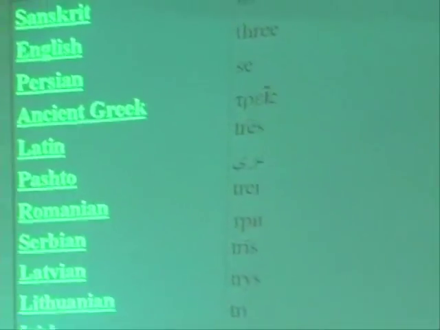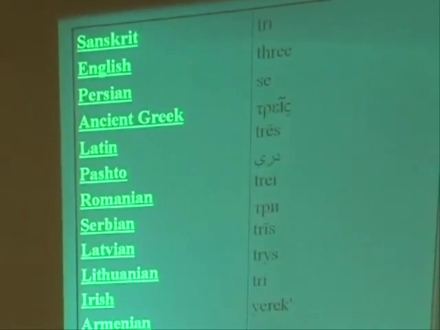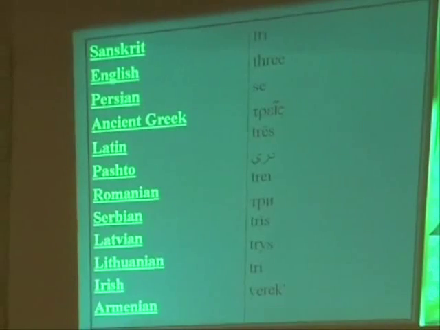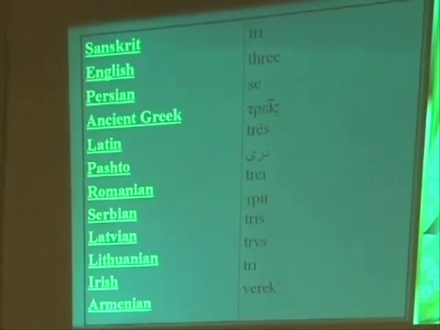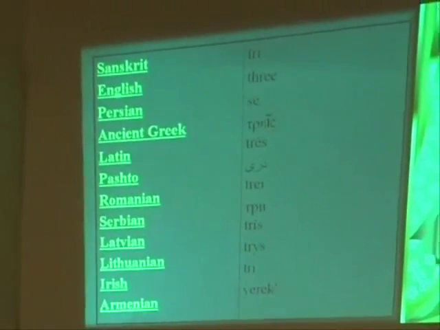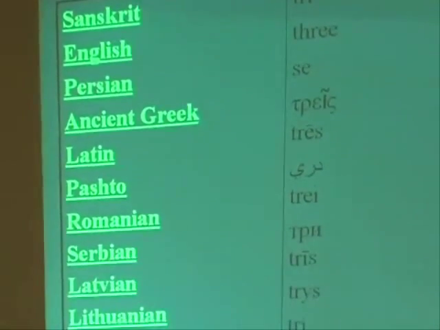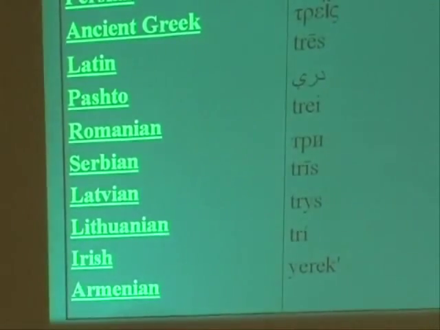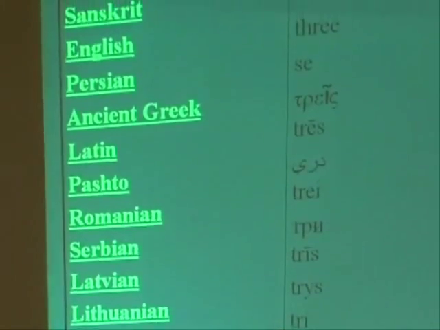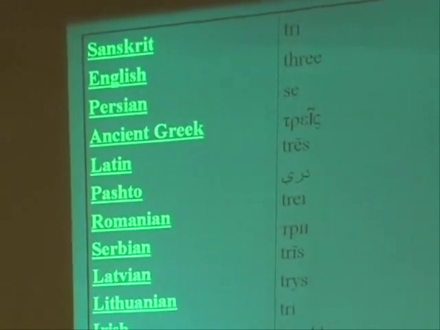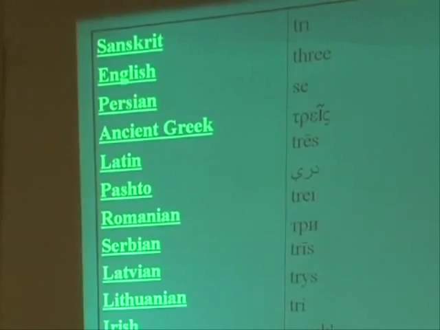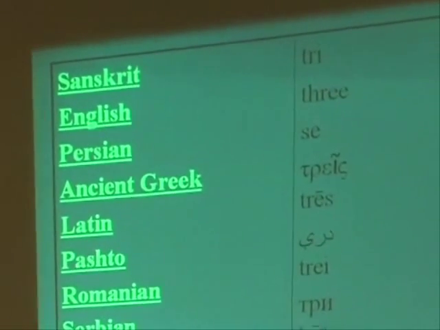Another example is the number 3. Okay, somebody's going to ask me about the Farsi word, se. What does se have to do with 3? Well, you have, I didn't say does. 3, the first one in Sanskrit, that's easy, 3. Tres, trei, tri, tris, three, yerek. So far, they all seem to be similar to the word 3, right? But here I'm a little bit confused about the Persian one. Right? Se. Okay, how do we say 3 in Hebrew?